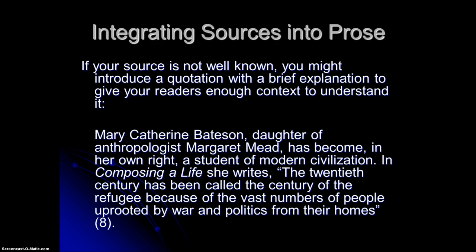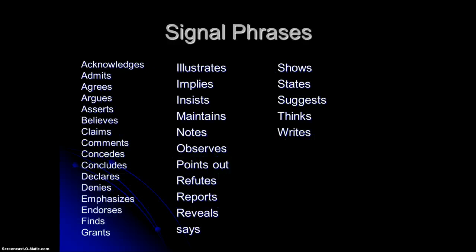If your source isn't well known, if it's from an obscure author or obscure research, you need to establish context. So, for example, Mary Catherine Bateson, daughter of anthropologist Margaret Mead, has become in her own right a student of modern civilization. In composing a life, she writes, the 20th century has been called the century of the refugee because of the vast numbers of people uprooted by war and politics from their homes. Use a list of signal phrases, and I will put these as a list on the Blackboard page for this week as a resource so that you can come back to them when you need to use them.